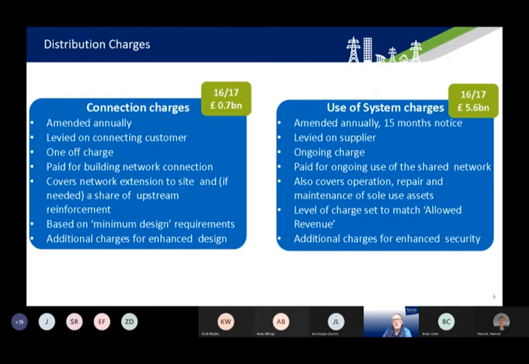And then the other side of the coin, the other source of money we get as a DNO, is the use of system charges, and that's actually covered in the forward-looking charges bit, as you'll see in a minute. So some of that has been time-shifted in the process.